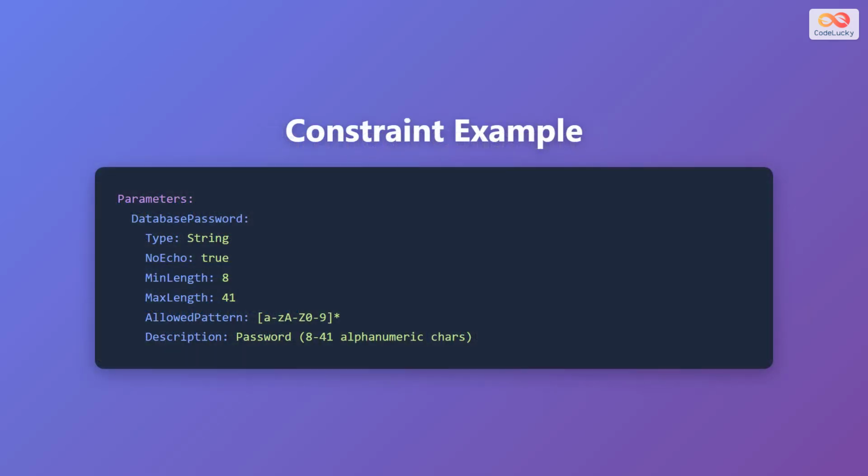Here's a practical example of using multiple constraints together. We're defining a database password parameter with several important properties. The NoEcho property is set to true, which means the password won't be displayed in the console or API responses, keeping it secure. Min length of 8 and max length of 41 ensure the password meets length requirements. The allowed pattern uses a regular expression to restrict the password to alphanumeric characters only. The description provides clear guidance to users about the password requirements. This combination of constraints ensures users provide valid, secure passwords before stack creation begins.